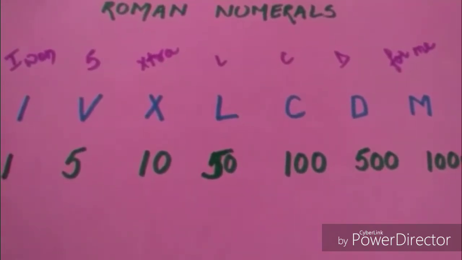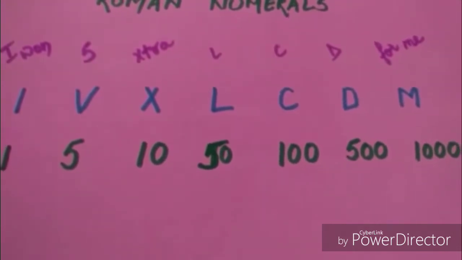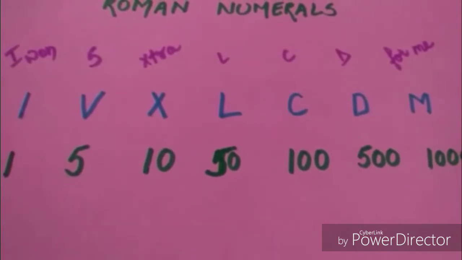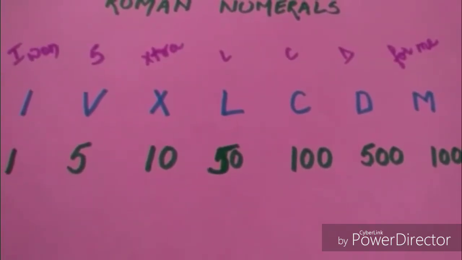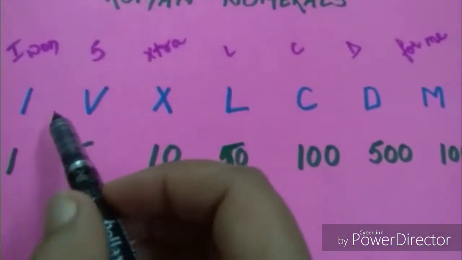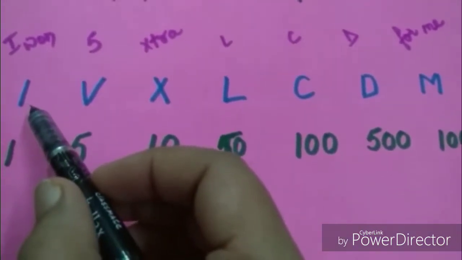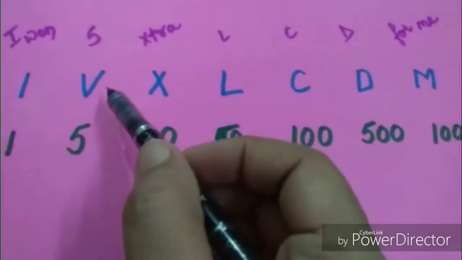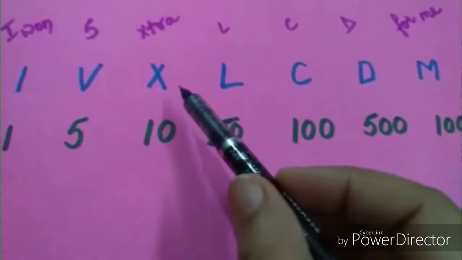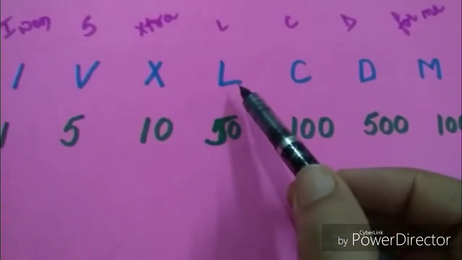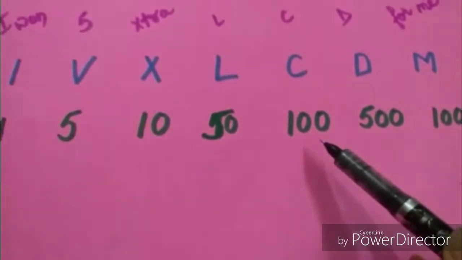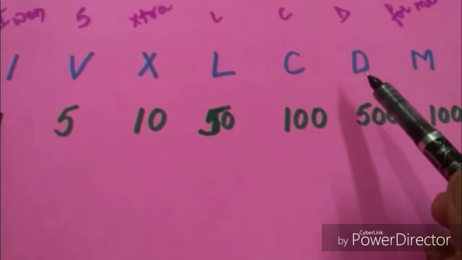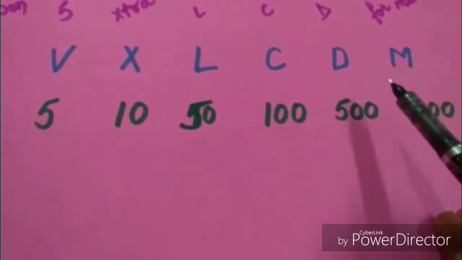So let's start Roman numerals. In this video I am going to tell you a very quick and very short method to learn the table. Here you can see, 1 is represented as I, 5 as V, 10 as X, 50 as L, 100 as C, 500 we write in Roman numerals as D, and 1000 we represent as M.